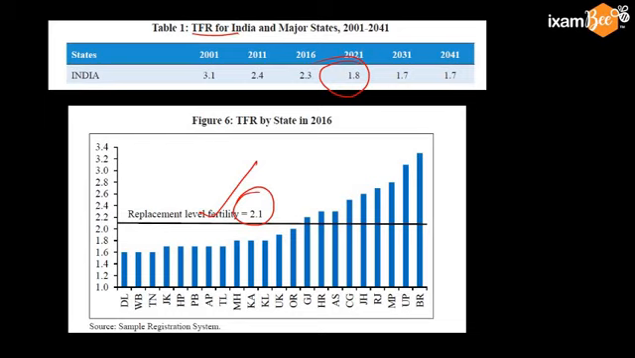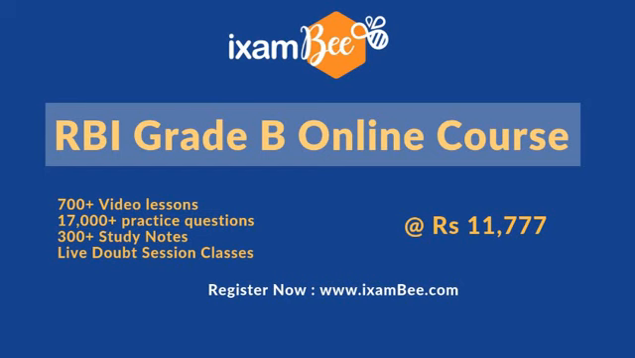And if we see in terms of states, it is already below 2.1 in many states: Delhi, West Bengal, Tamil Nadu, J&K, Himachal, Punjab, AP. But it is very high in Bihar, UP, MP, Rajasthan, Jharkhand, Chhattisgarh. These are important data to remember for the exam. Hope these questions are helping you.